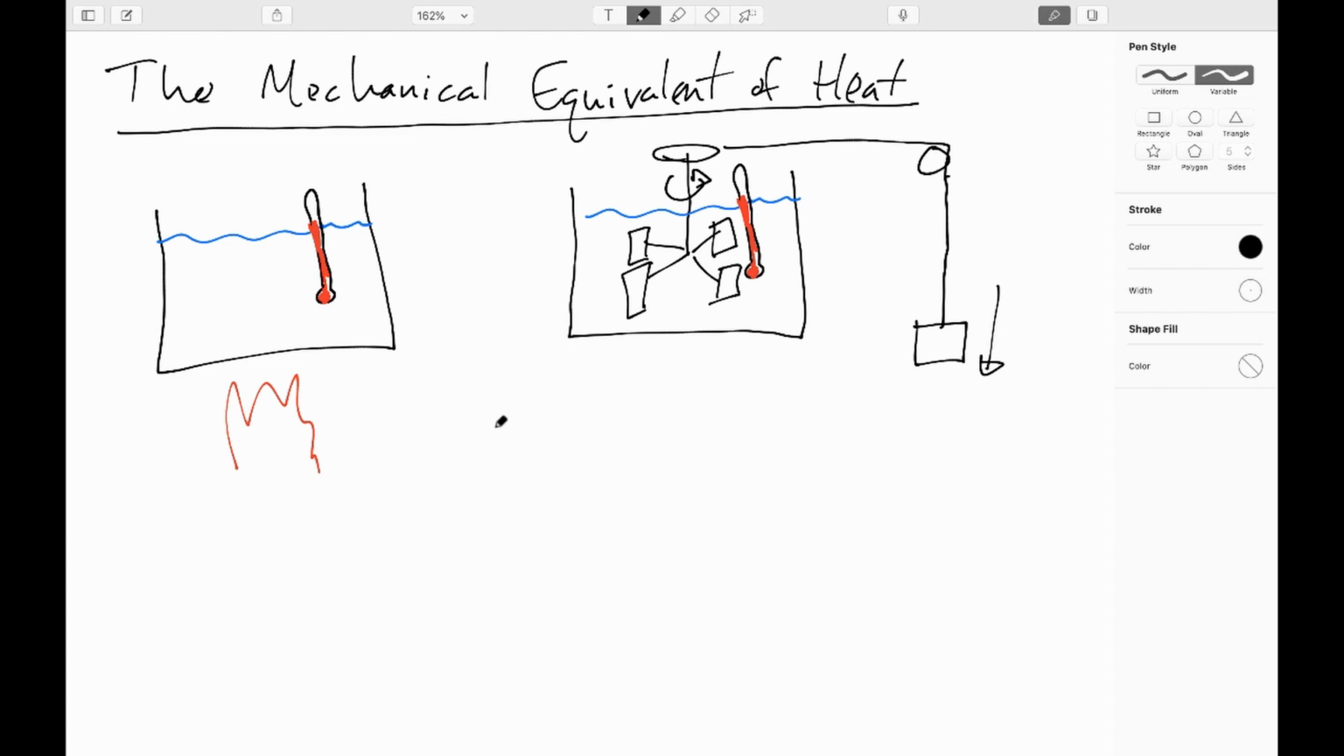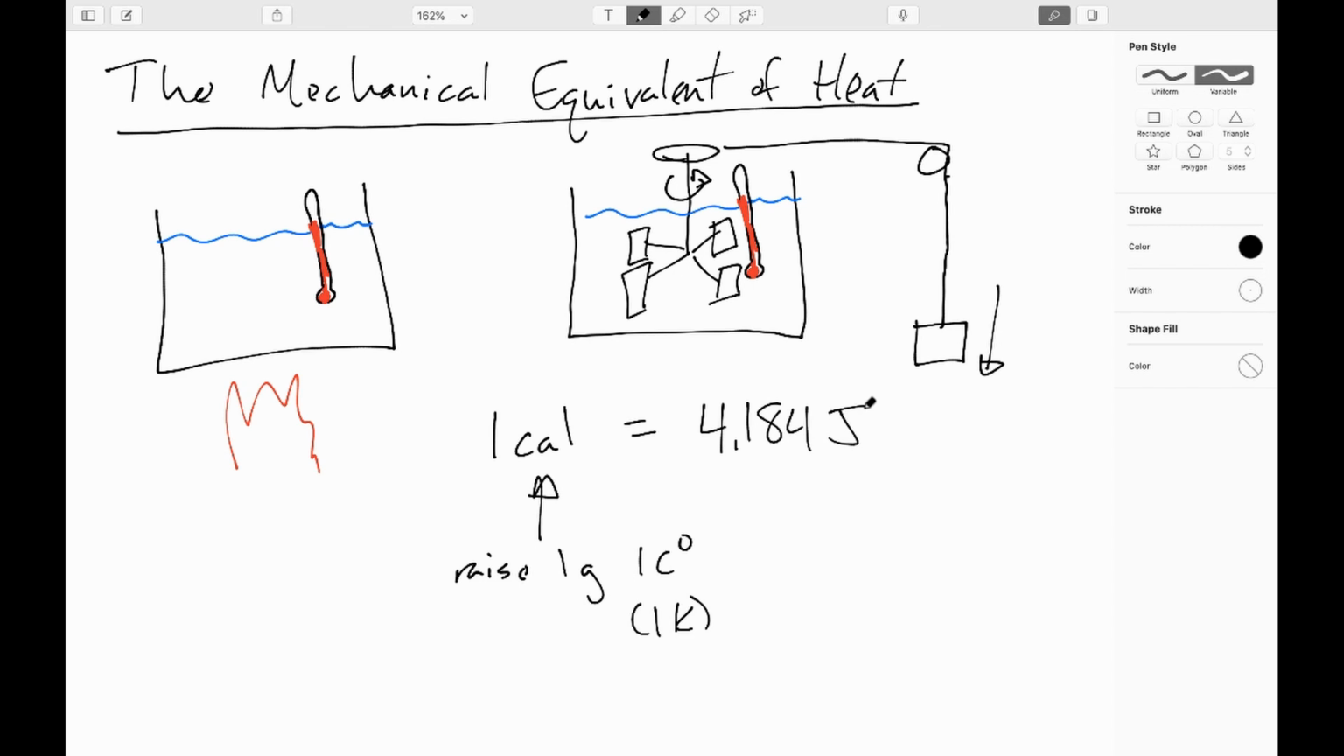So the equivalency is 1 calorie. A calorie is the heat required to raise 1 gram of water 1 Celsius degree, or 1 Kelvin, since they're the same thing. And it turns out that if you do direct mechanical work on the water, like with this paddle wheel contraption, you need to do 4.184 joules. So we now recognize that the calorie is indeed a unit of energy and that it is equal to 4.184 joules. Now, a couple of quick notes on this.